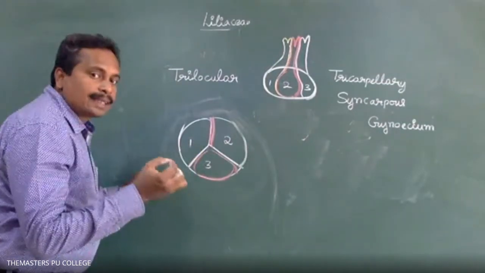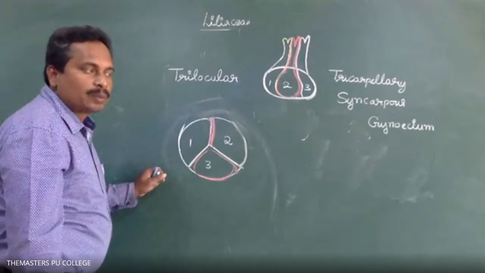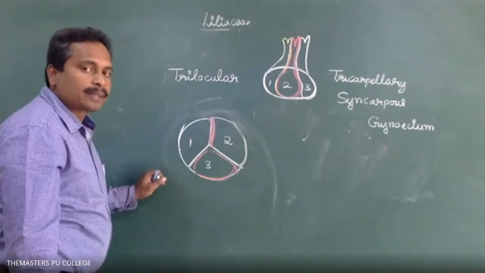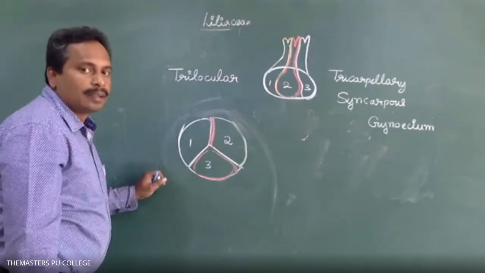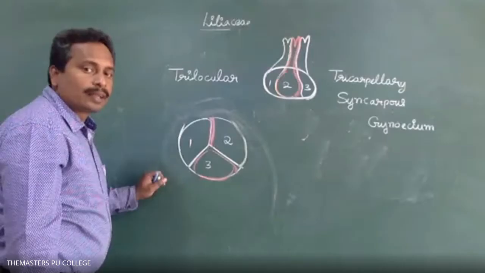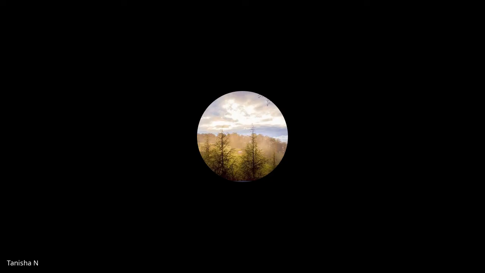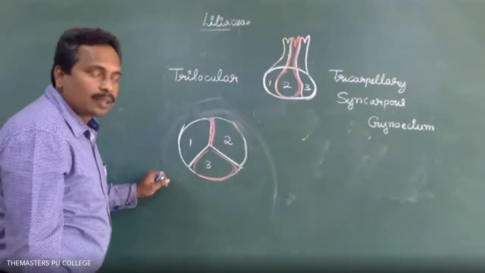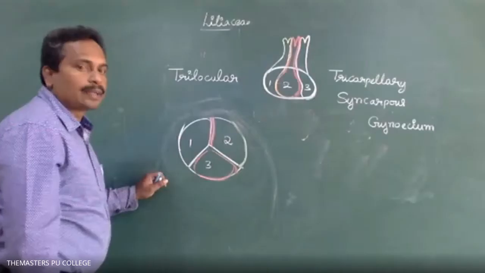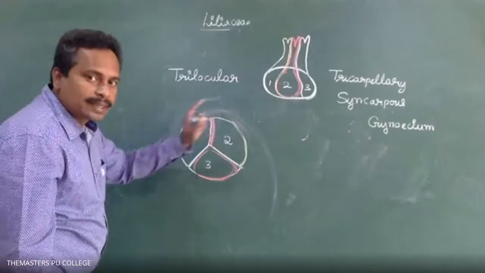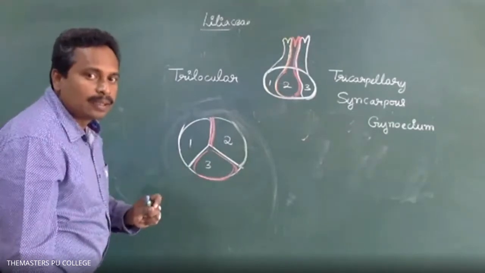Trilocular, and axile placentation. We already highlighted the placentation and the types of placentation. The axile placentation is seen in which plants? What examples were given? Tomato, lemon. Tomato belongs to which family? Solanaceae. Here we are discussing the family. Liliaceae.